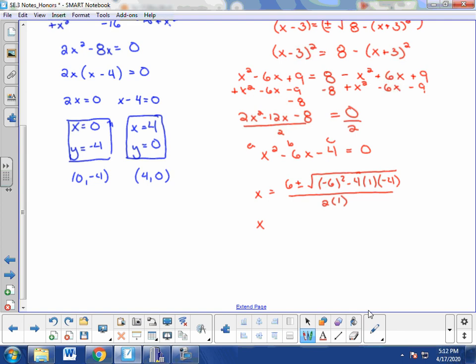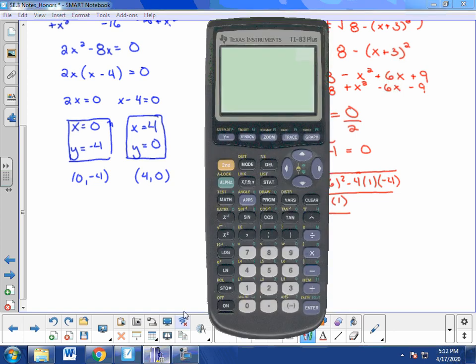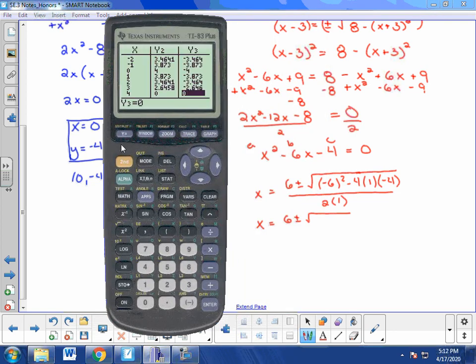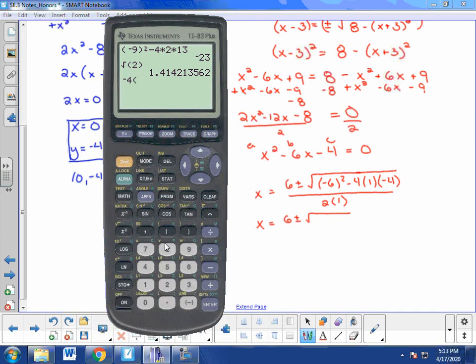So now that gives me 6 plus or minus the square root of negative 6 squared minus 4 times 1 times negative 4. We get the value 52, all over 2.